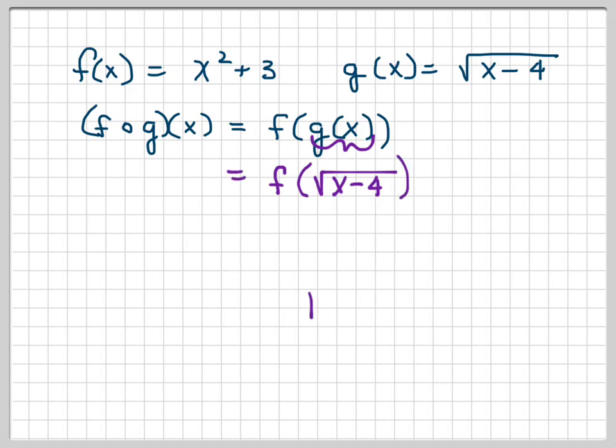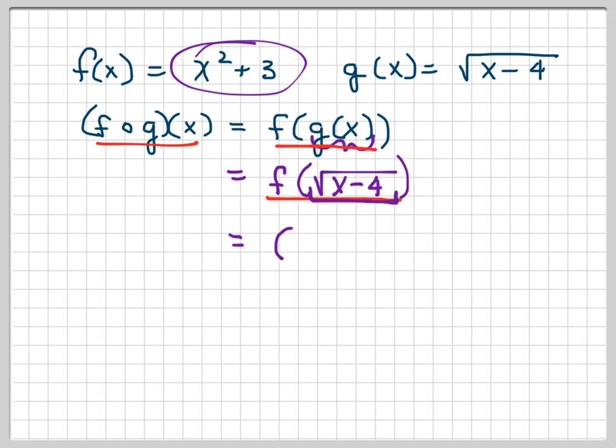Alright, notice I just continue my work going down. So f of g of x is equal to this, which is equal to this expression, which is equal to, and now I go into function f up here, and it says take x and square it. Well, x in this case is what's inside the parentheses, root x minus 4. So I plug root x minus 4 into function f up here, and it says to square it. So I've squared what I plugged in, then add 3 to it.